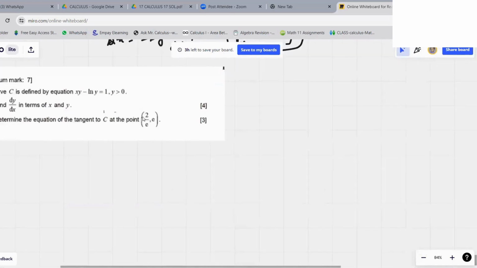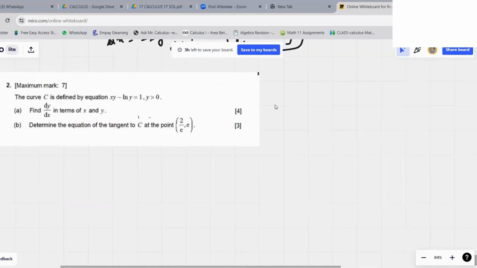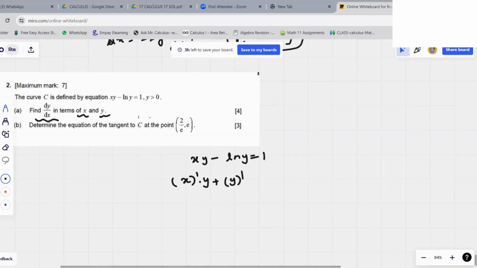The curve C is defined by xy minus ln y is equal to 1, where y is greater than 0. First of all, what we do is take xy minus ln y is equal to 1. They're asking to find dy by dx in terms of x and y. You are having xy now, so you have to do the product rule, right? That means derivative of x into y plus derivative of y into x. Why? Because x and y are two different functions now.